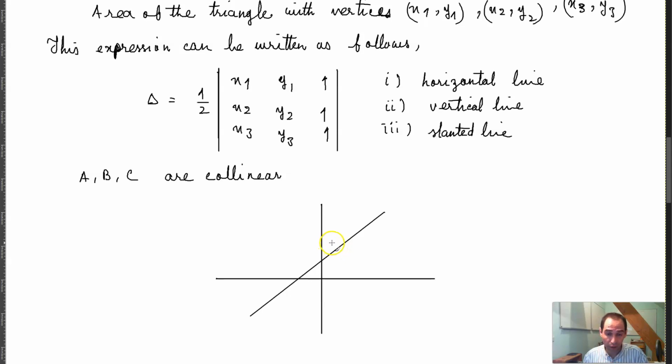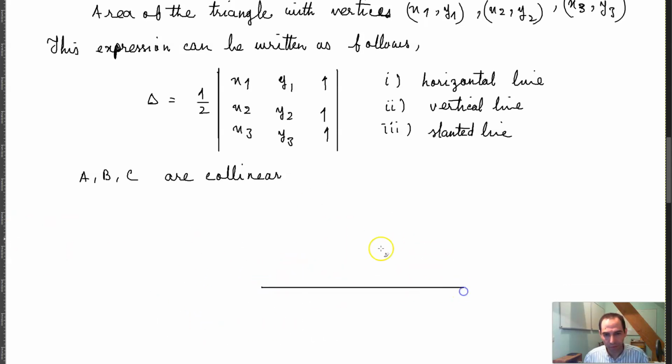When you have a line, there is basically a relationship between x's and y's. For example, when I draw the graph of the function y is equal to x, that would be a 45-degree line.